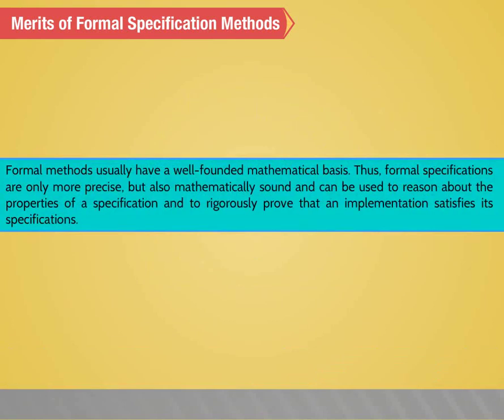Formal methods usually have a well-founded mathematical basis. Thus, formal specifications are not only more precise, but also mathematically sound and can be used to reason about the properties of a specification and to rigorously prove that an implementation satisfies its specifications.